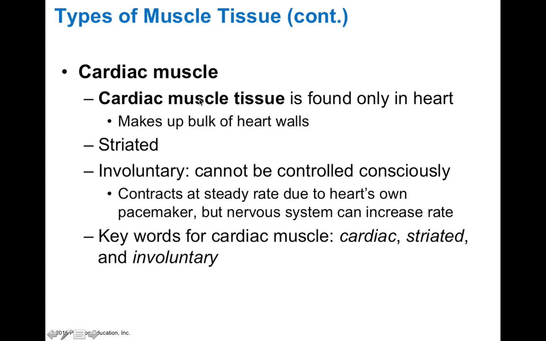So cardiac muscle tissue is only found in the heart, and it makes up the bulk of your heart walls. It's also striated, like skeletal muscle. However, it's involuntary, which means we can't control cardiac muscle tissue consciously. Rather, cardiac muscle will contract at a steady rate due to your heart's own pacemaker electrical potentials, and your nervous system can increase the rate, but ultimately it's not under conscious control. Some of the keywords for cardiac muscle are cardiac, which refers to heart, striated, and involuntary.